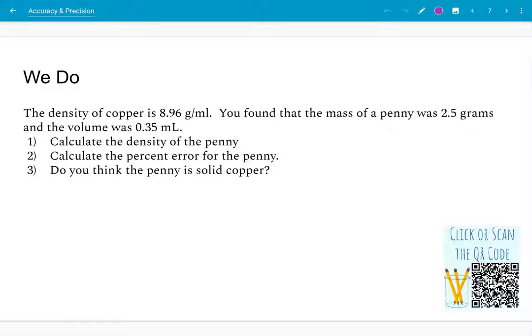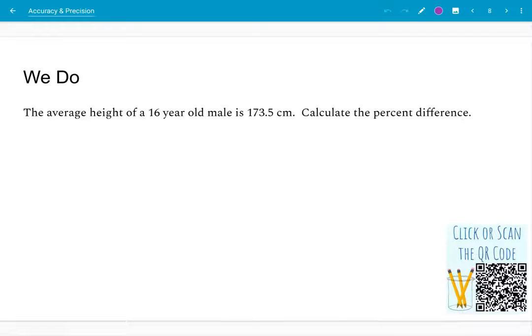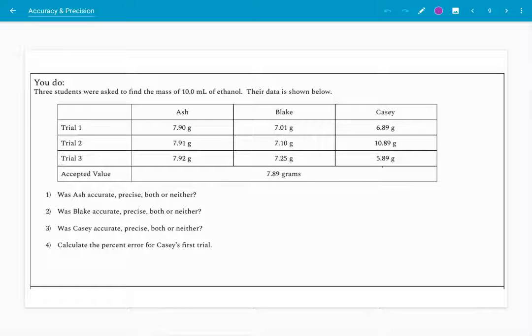Now in these next two slides, I wanted to point out that in the I do, we do, you do slides, there are QR codes of somebody else solving these, and I highly recommend that for practice. That's on both of these. Now, I thought we could do this problem together. These students were asked to find the mass of 10 milliliters of ethanol. So we have Ash, Blake, and Casey, and we're looking at the data to determine if they're accurate, precise, both, or neither.